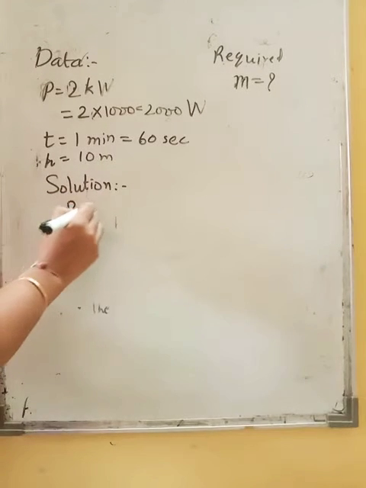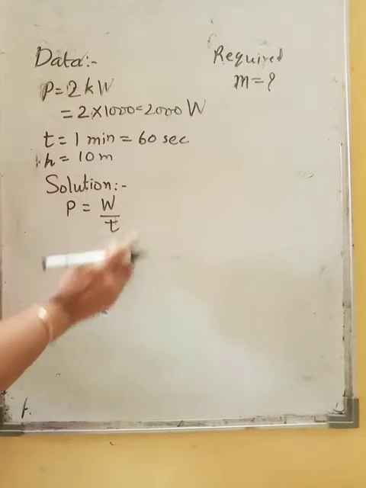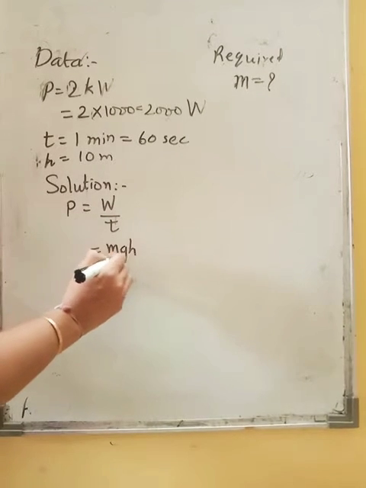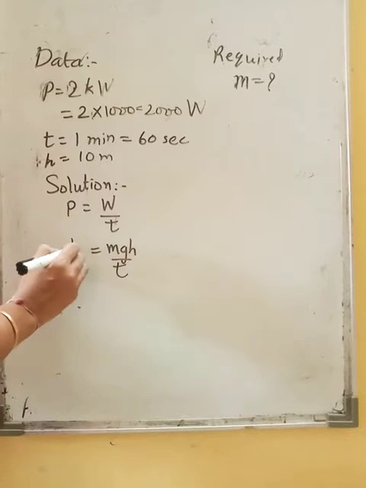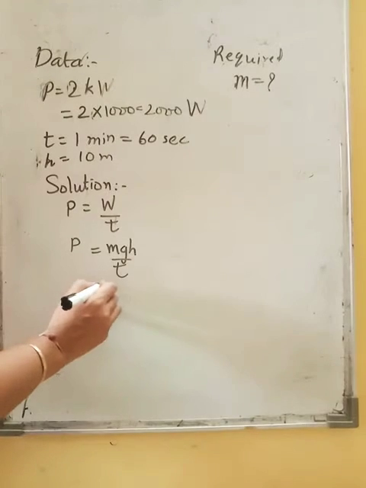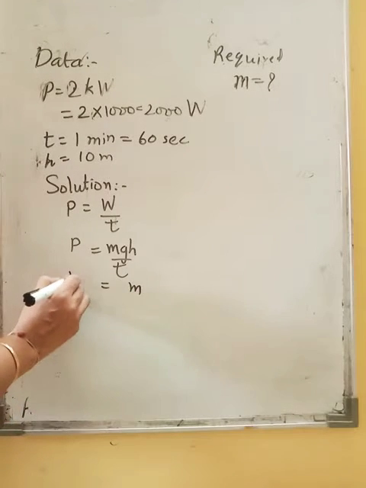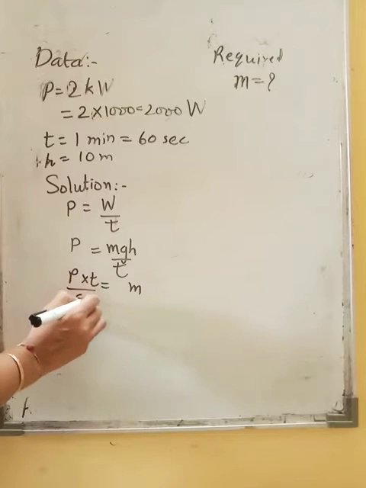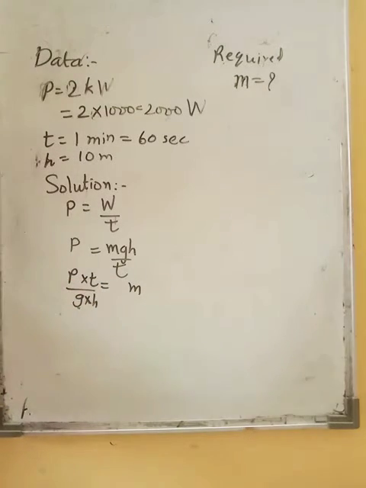Now what is power? Power is the rate of doing work. Right? So it is mgh upon t. So children, what is m? m is nothing but P into t upon g into h. I kept m on this side and brought everything else to the other side. Now solve it, substitute all the things.